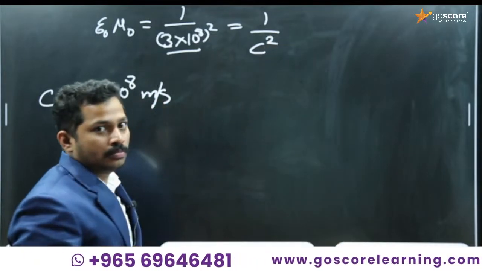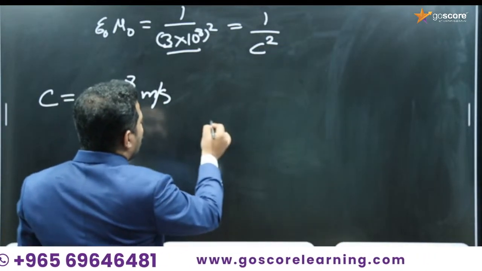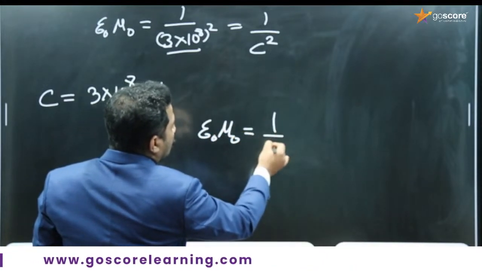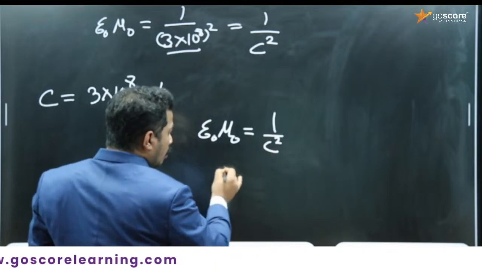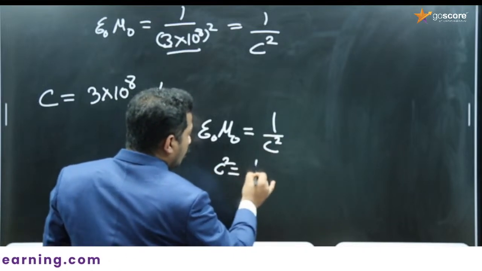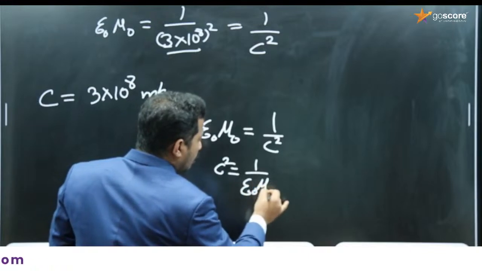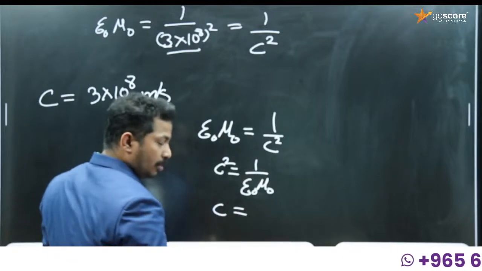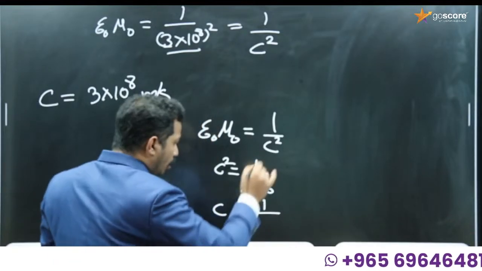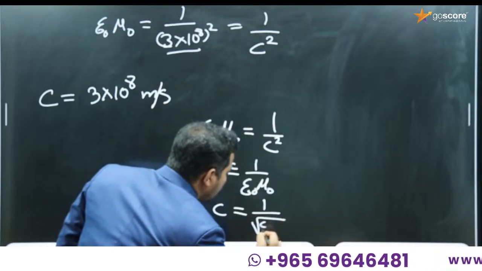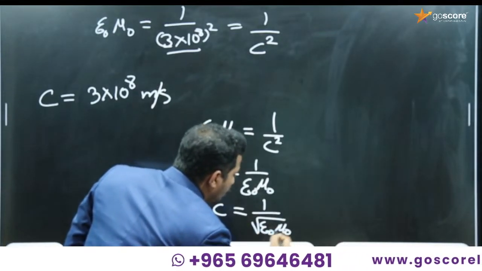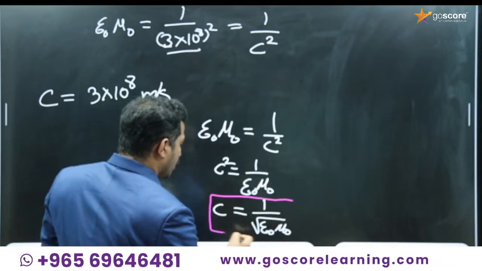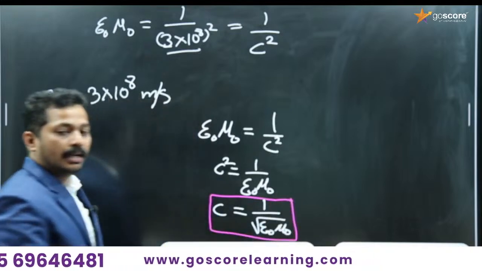Now we got the relation, right? mu 0 epsilon 0 is equal to 1 by c square, or c square is equal to 1 by epsilon 0 mu 0, or c is equal to 1 by square root of epsilon 0 mu 0. So this is the expression connecting c, mu 0 and epsilon 0.